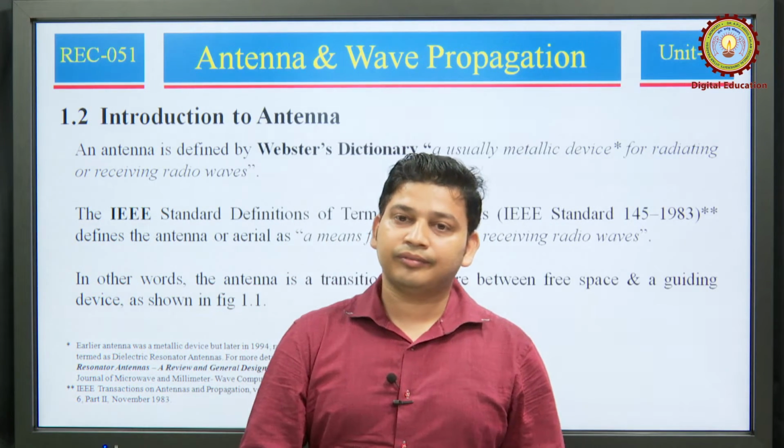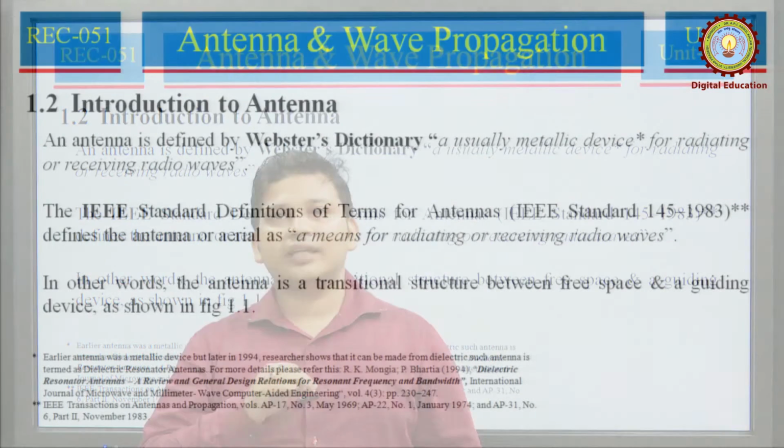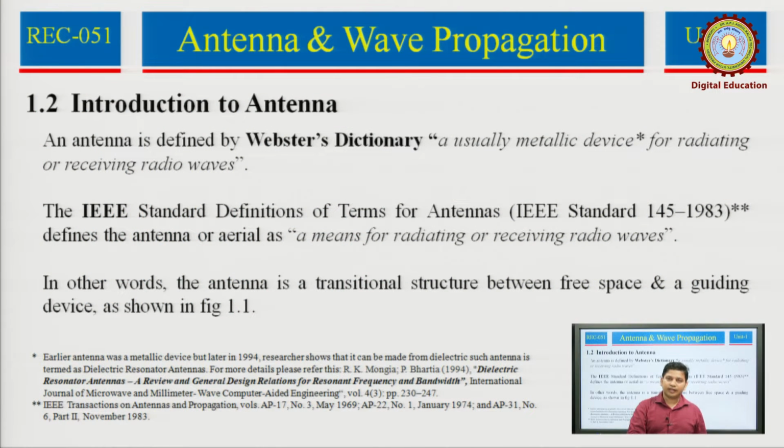What is an antenna? An antenna is usually a metallic device for radiating or receiving radio waves. Earlier, in 1886, Heinrich Hertz, the scientist, invented the dipole antenna. So, this definition comes from that scenario, a metallic device, but later, as IEEE standardization happened, the definition changed.